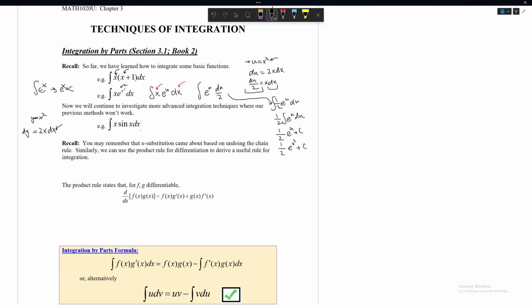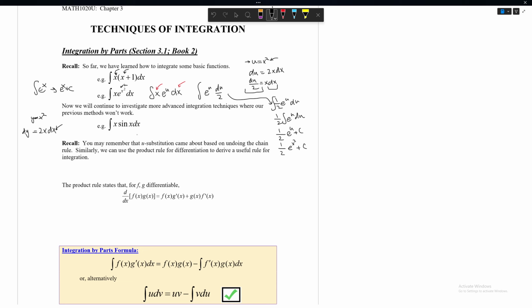And he says now we will continue to investigate more advanced integration techniques to make your integral easier. All right, and this only happens with practice. You have to practice integrating if you want to get really good at it. You can't really just memorize it. You can't just understand it. You have to practice. So now we will continue to investigate more advanced integration techniques where our previous methods won't work. And this is one of them.